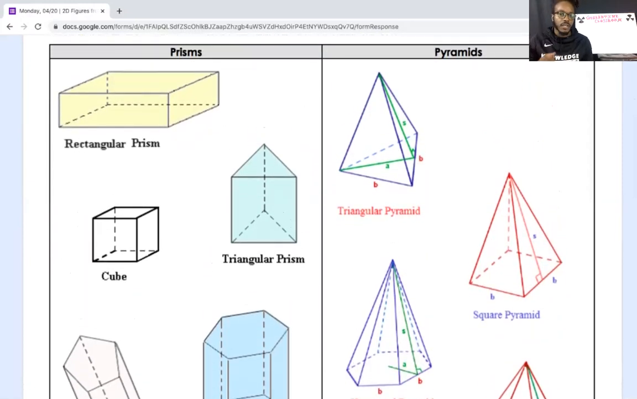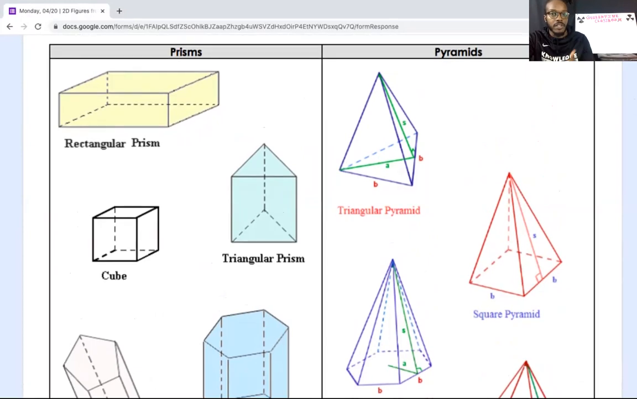The other thing is how we classify the names of prisms and pyramids. The first name is given to the shape from its base. The base of this rectangular prism is a rectangle, the shape at the bottom and the shape at the top. A triangular prism has two triangles, one at the bottom and one at the top. Those are the bases. A triangular pyramid has a triangle as its base, at the bottom.